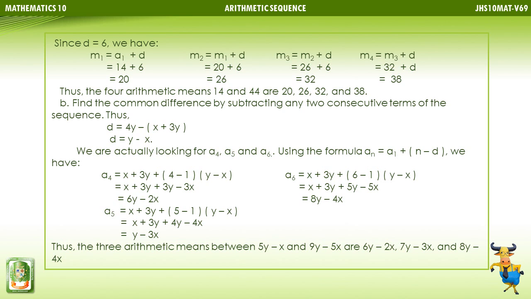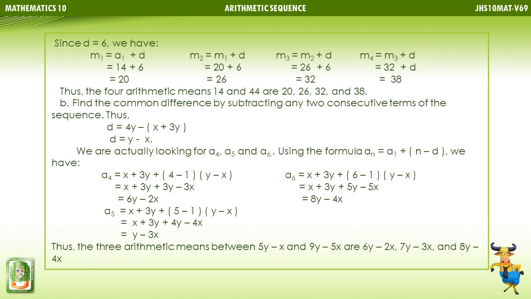B. Find the common difference by subtracting any 2 consecutive terms of the sequence. Thus, d equals 4y minus (x plus 3y). D equals y minus x. We are actually looking for a sub 2, a sub 3, and a sub 4. Using the formula a sub n equals a sub 1 plus (n minus 1) times d, we have a sub 4 equals x plus 3y plus (4 minus 1) times (y minus x), equals x plus 3y plus 3y minus 3x, equals 6y minus 2x.